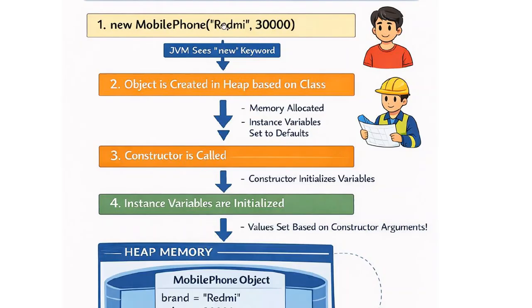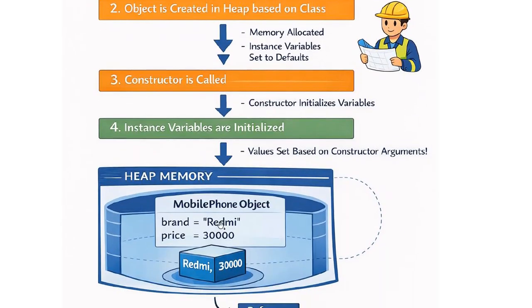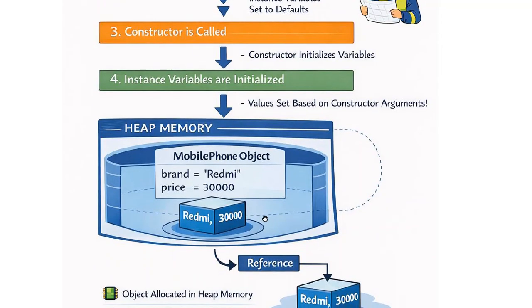Next, the constructor is called: MobilePhone of Redmi 30,000, the constructor is called. What's the primary purpose of the constructor? At the time of object creation, it should initialize the object data members, that is, the instance variables. That is what is now happening. Instance variables are initialized. Values are set based on the constructor arguments. What values are we passing? Redmi and 30,000. Brand and price were null and 0 already. Now they will be assigned as Redmi and 30,000.